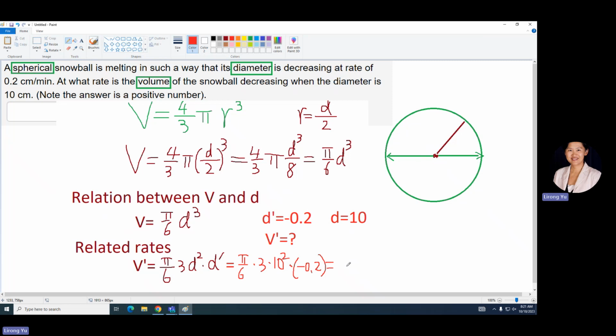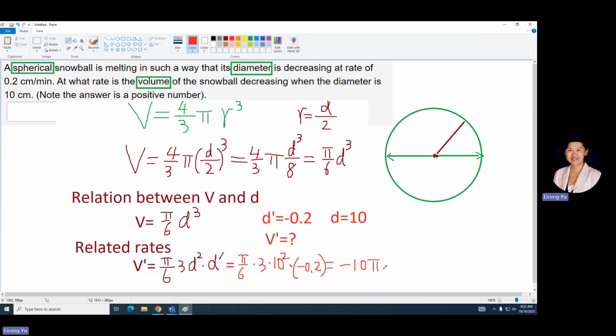We have 0.2 divided by 2 is 0.1. So that will be 0.1 times 10 squared. 10 squared is 100 times 0.1, which will be 10. So altogether it is negative 10 pi. If we don't combine the pi part with it, I think that should be fine. So the negative already indicates it's decreasing. So it's decreasing at a rate of 10 pi per minute. That's the decreasing of the volume.